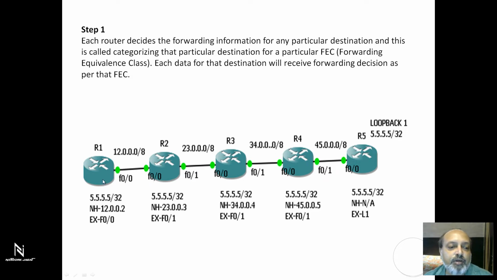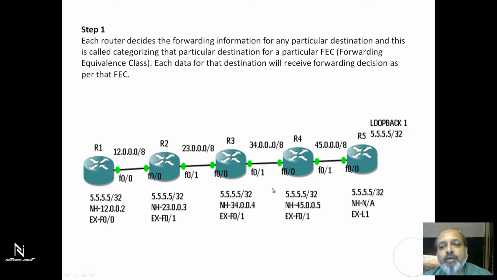And if you consider router 1 and router 5, they are actually a connecting link between the MPLS domain and some other domain. Maybe it is an IP domain, right? So that's why they are called edge LSRs.